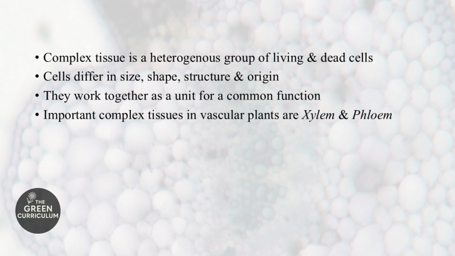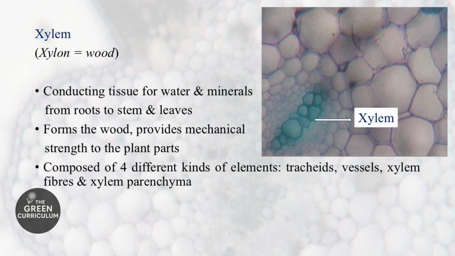So, in plants, the most important complex tissues are xylem and phloem. We will start with xylem. The word xylem is derived from the term xylon, which means wood. Xylem is the most important water conducting tissue in the plants. It conducts water and minerals from root towards the stem and leaves. So, it is connected with the upward conduction of water, and as the word xylem indicates, it also forms wood.